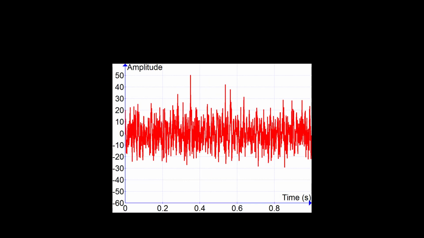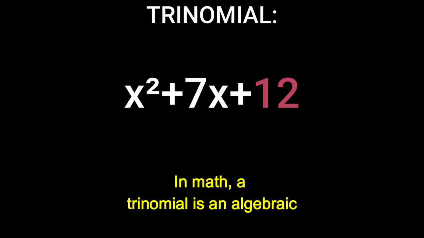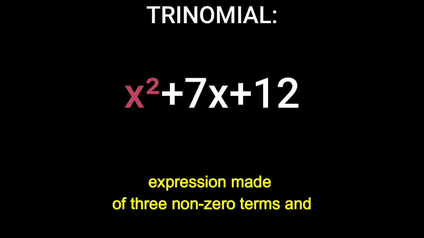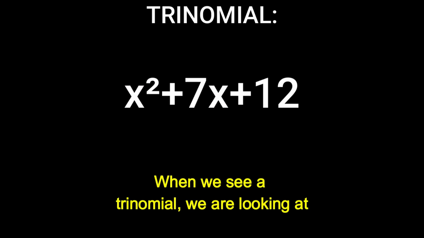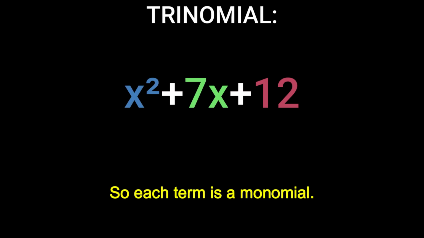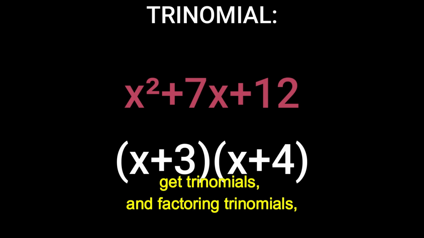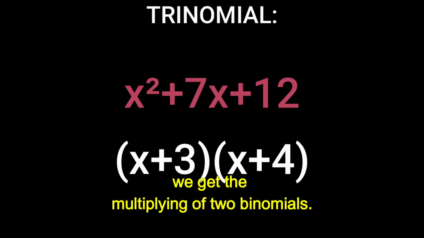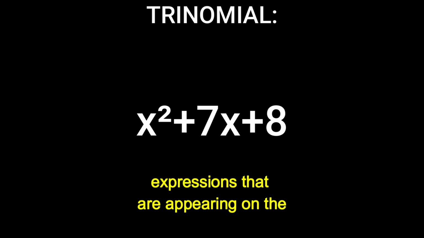This is one application, but remember, binomials have a lot of other real applications. Basic math concept number 3, trinomials. In math, a trinomial is an algebraic expression made of 3 non-zero terms and has more than 1 variable in the expression. When we see a trinomial, we are looking at an expression made by 3 monomials, so each term is a monomial. Most of the time, multiplying binomials, we get trinomials, and factoring trinomials, we get the multiplication of 2 binomials. Some examples of trinomials are these 3 expressions that are appearing on the screen.